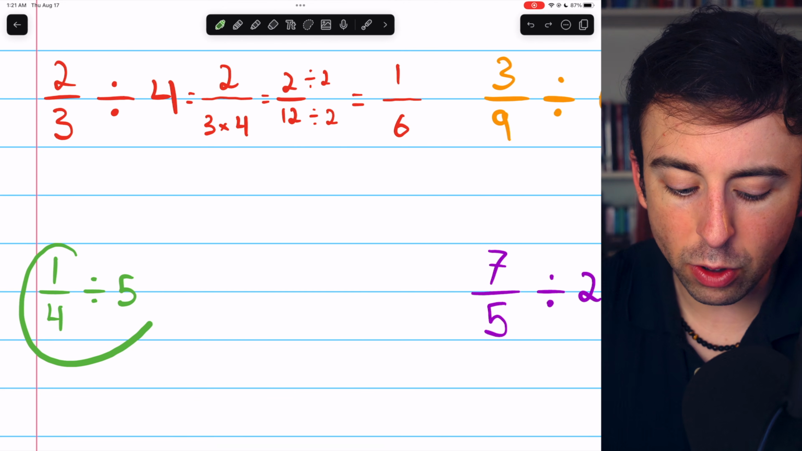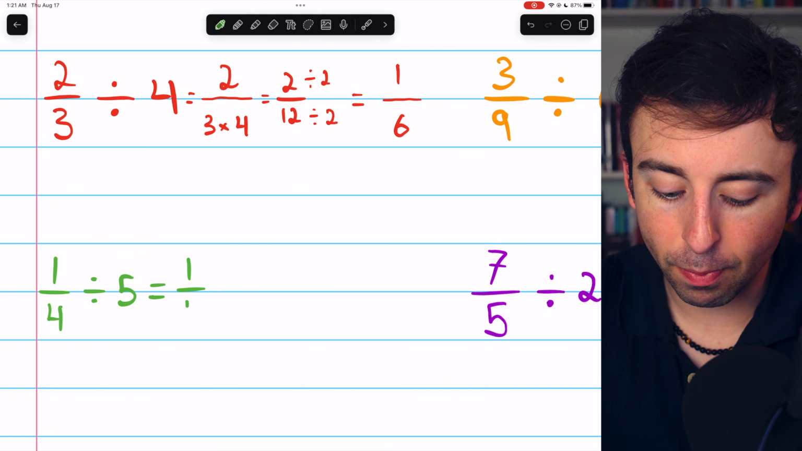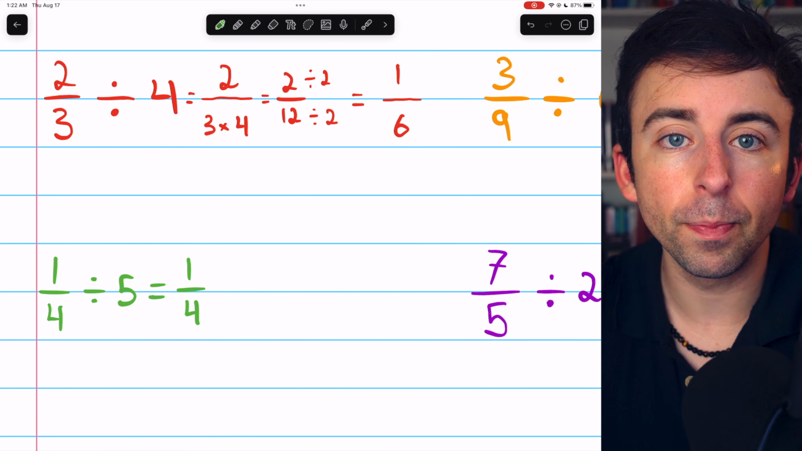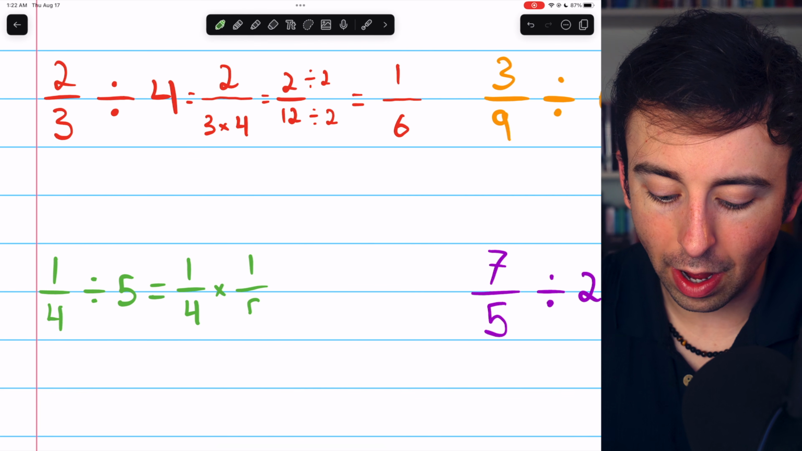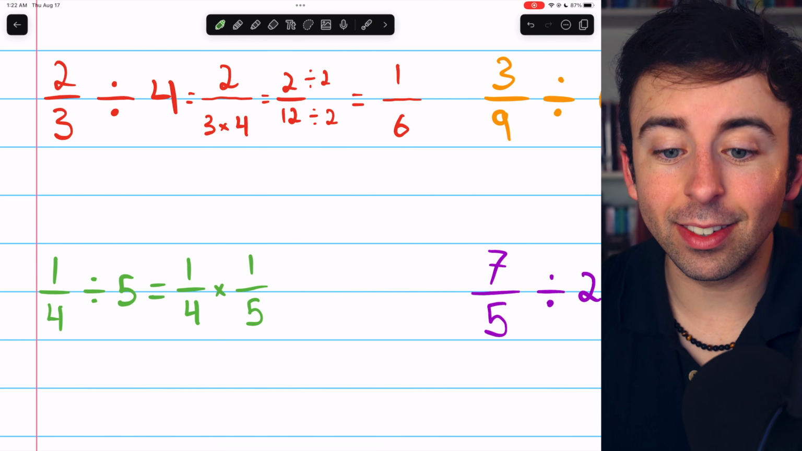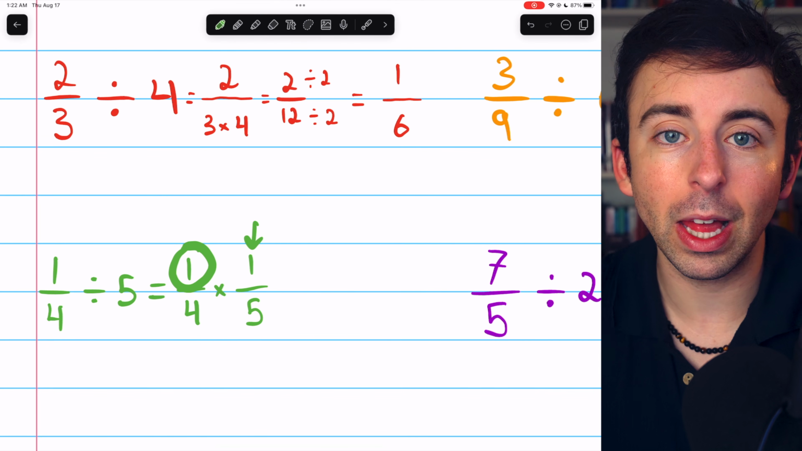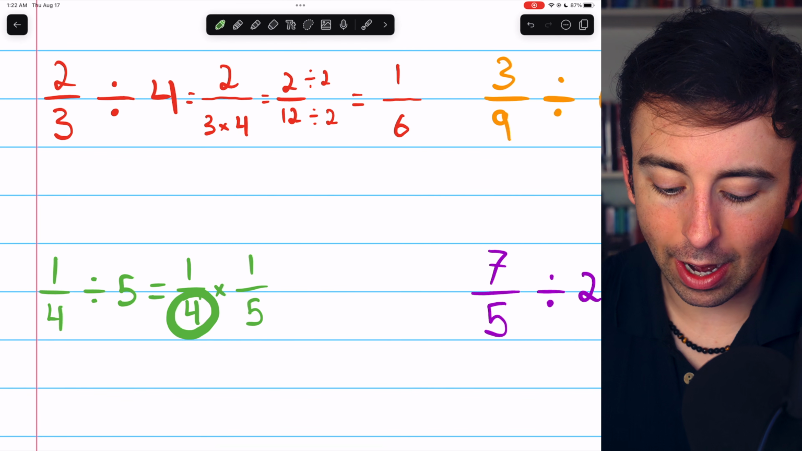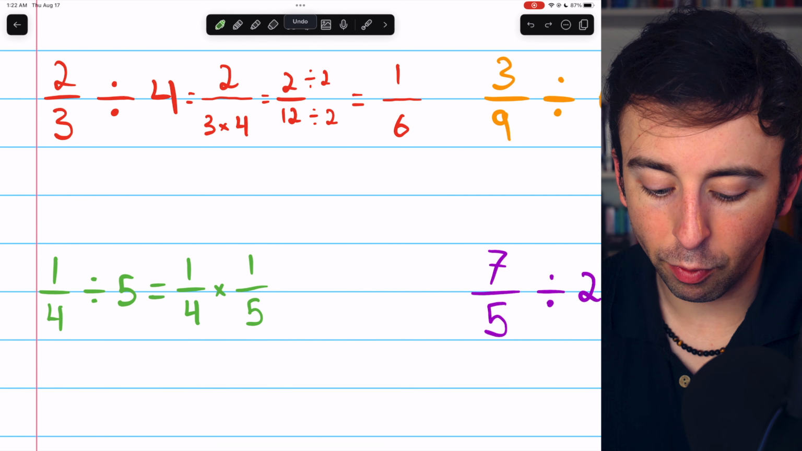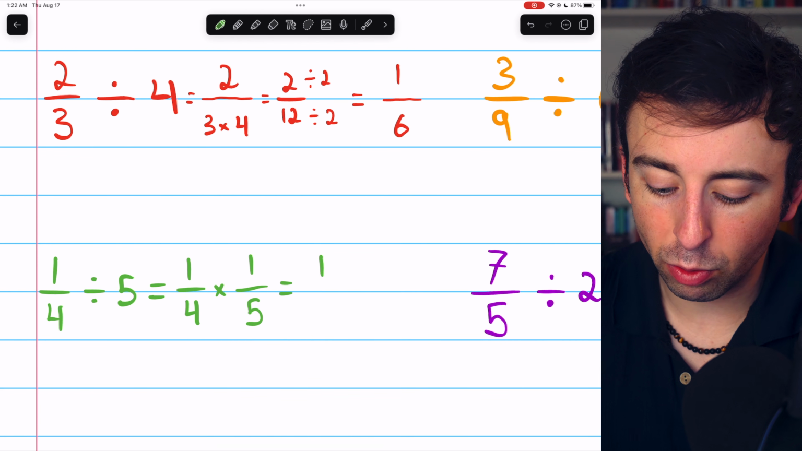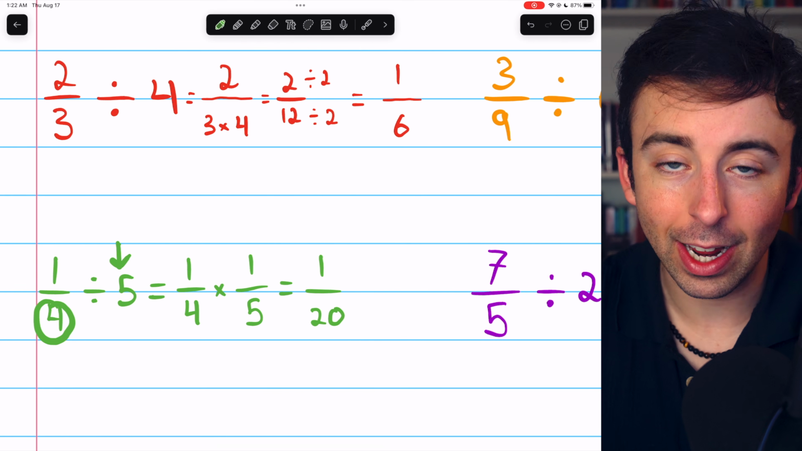For example, when we do 1/4 divided by 5, that's the same as multiplying by the reciprocal of 5. The reciprocal of 5 is 1 over 5. And in this way, we can see how the numerator is going to just stay the same because it gets multiplied by 1, but the denominator is going to get multiplied by that whole number. In this case, 1/4 divided by 5 is just 1 over 20. We just multiply the denominator by the whole number.